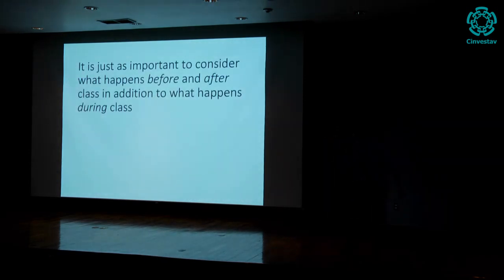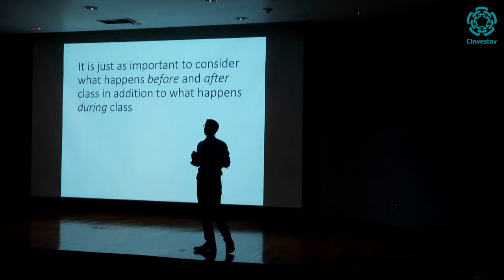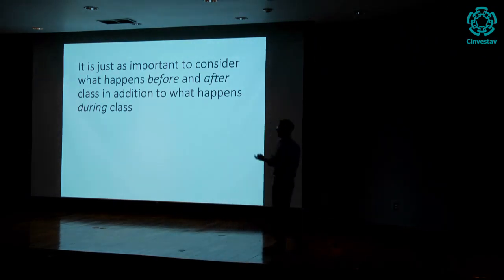Okay, so however, that's what happens in the classroom. That's active learning. But you only have your students for maybe 3 hours a week, maybe 4 hours, maybe 5 if it's a lab course. There's a lot of other time where they could be doing stuff. So in my opinion, and others as well in our fields, we think it's just as important to consider what happens before class and after class as to what happens during class.